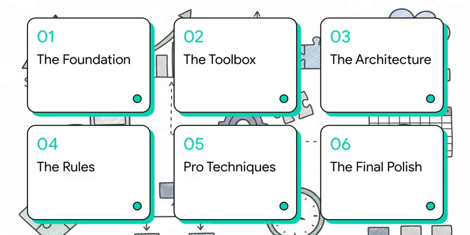Okay, so to guide us through this, we're going to follow a 6-part mastery blueprint. We'll kick things off by exploring the different types of models out there, our toolbox, if you will. Then we'll get into the architecture, the rules of the road, and some really cool pro-level Excel tricks. And we'll wrap it all up with the final polish, error-proofing. So let's open up that toolbox and see what we've got.